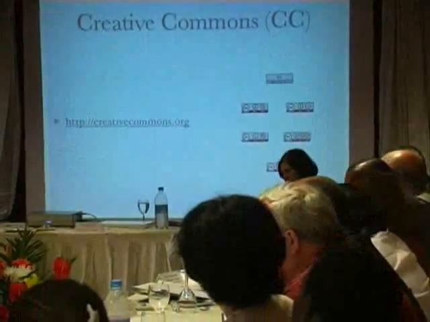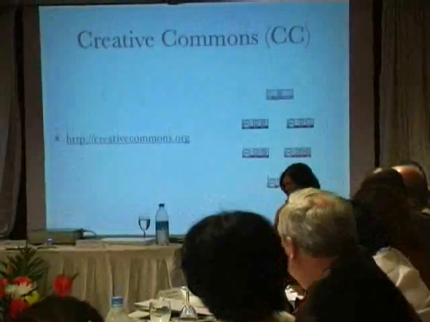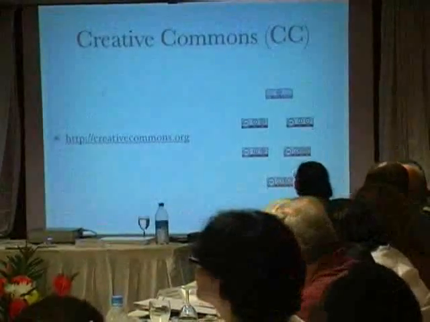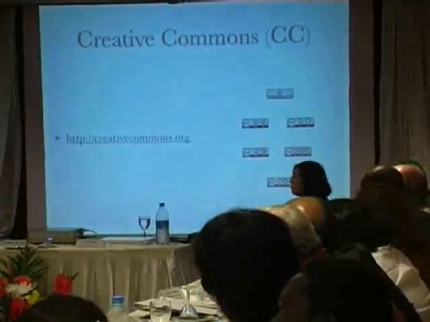Now, Creative Commons is your alternative. Creative Commons is a non-governmental organization. It's a non-profit organization in the US.